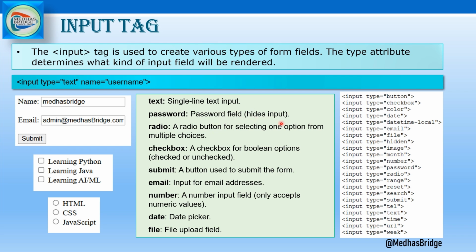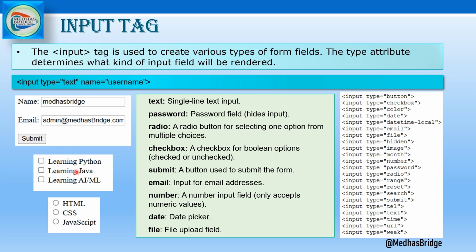Text means a single-line text input. A password field hides the input, and instead of displaying the text that you enter, it may display star marks. A radio button is for selecting one option from multiple choices. Do you see this one? Only one of them can be selected. A checkbox lets multiple options be selected, using a box to check and uncheck. A button means a submit button, used to submit the form to the server.